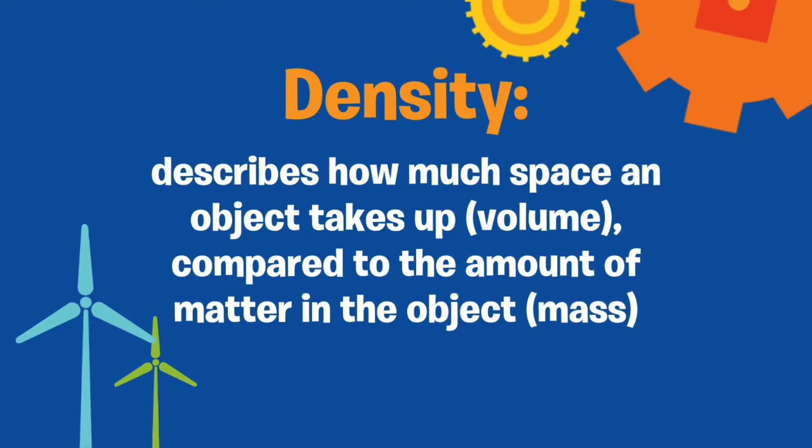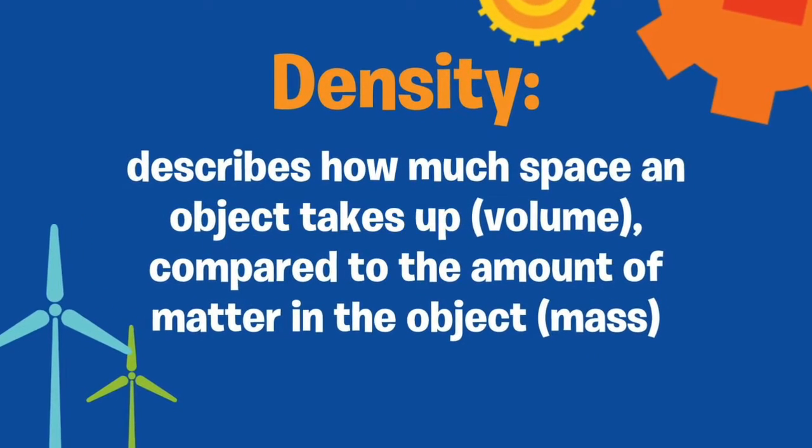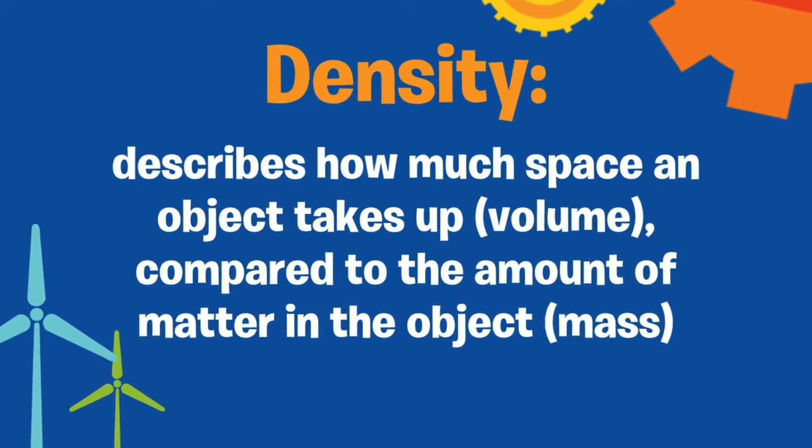It all has to do with density. Density describes how much space an object takes up, its volume, compared to the amount of matter in that object, its mass. So in water, objects that are more dense than water will sink, while objects that are less dense will float. Hollow objects will often float as well because air is less dense than water.